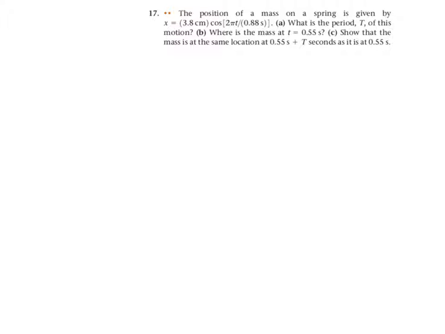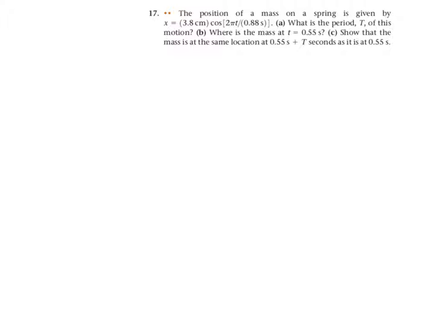Chapter 13, number 17. The position of a mass on a spring is given by the following equation. X equals 3.8 centimeters times the cosine of 2 pi t over 0.88 seconds. A, what is the period T of this motion? B, where is the mass at a time of 0.55 seconds? And show the mass is at the same place 1 T later.